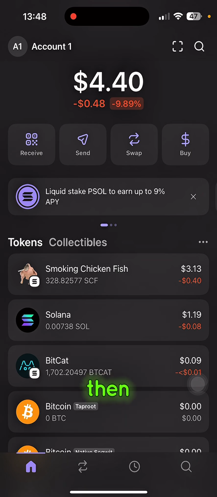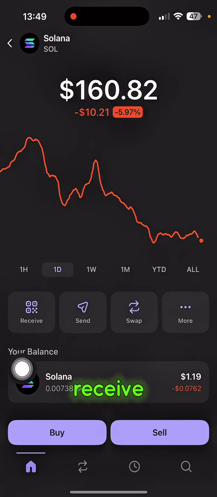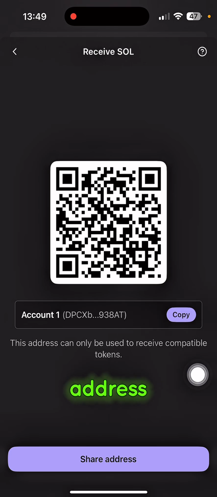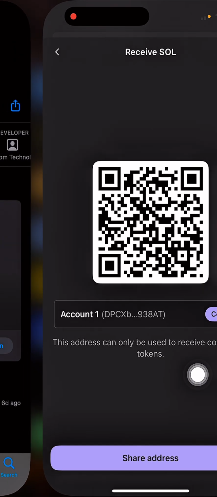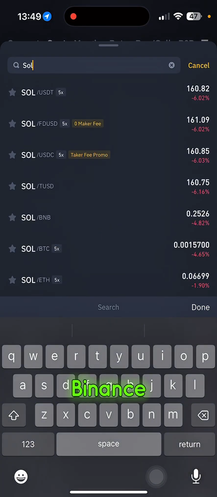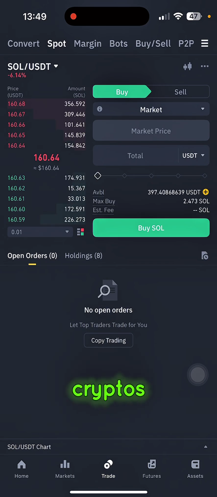So right after then, you will need to click on Solana first of all, and then you click on receive, and then you copy the contract address there and probably open up either your Bybit or Binance or pretty much any app you have the majority of your cryptos on, so you can use it to do this real quick.